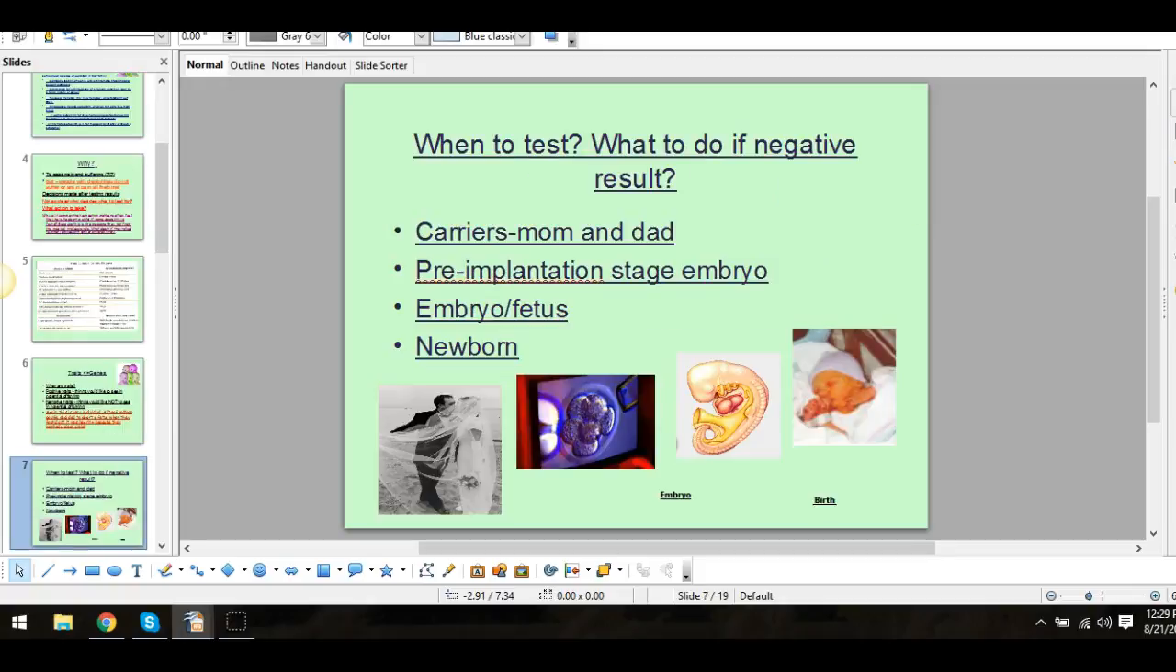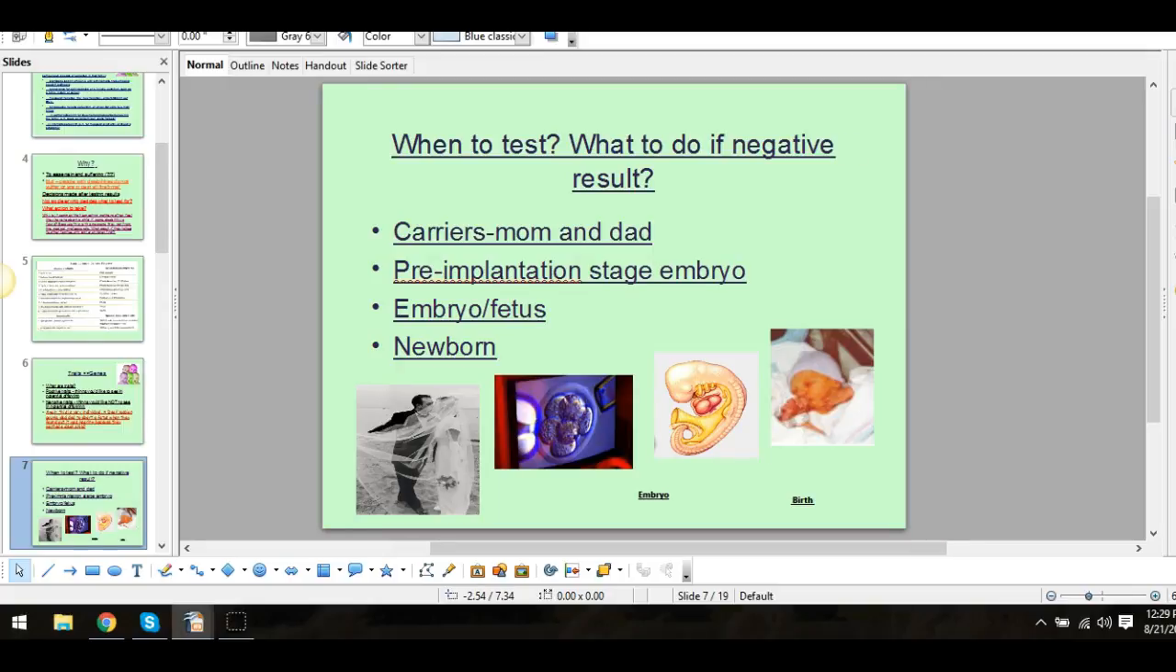So, when to test and what to do if there's a negative result. Usually if some genetic disability is found in a fetus, carriers could be mom and dad, and also grandparents are carriers. There is a pre-implantation stage of the embryo first, then the embryo turns into a fetus, and then it turns into a newborn. We can test in all of these stages for a genetic disability, but mostly we do that during the fetus stage.